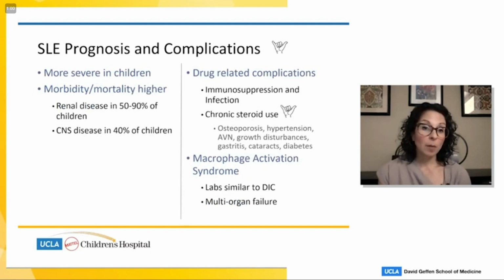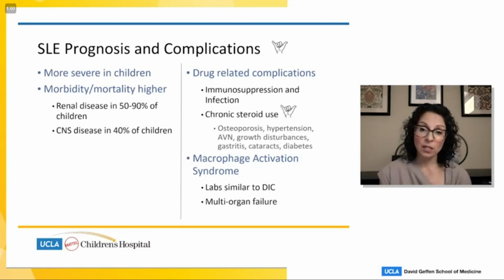So what's the prognosis and what are the complications of these patients? Well, it's more severe in children. Morbidity and mortality is higher because of that renal disease involvement. There are oftentimes drug-related complications, specifically infections. As you can imagine, we're using a lot of immunosuppression medications. The most common side effect of chronic immunosuppression is going to be infection.